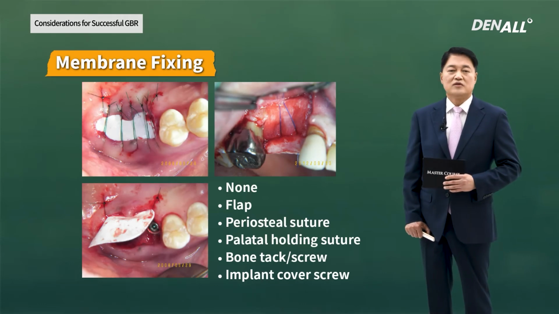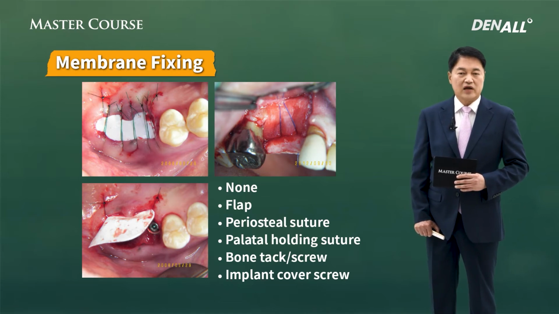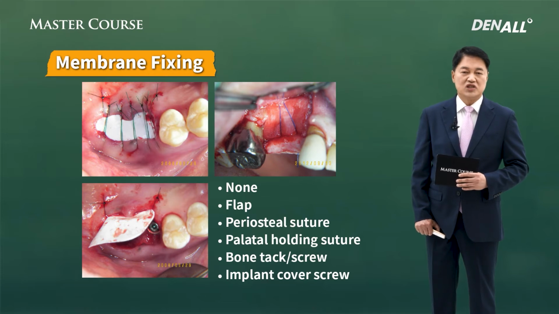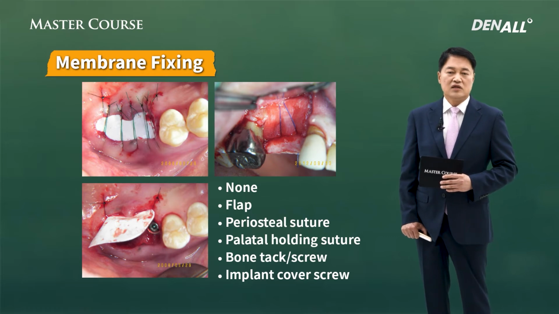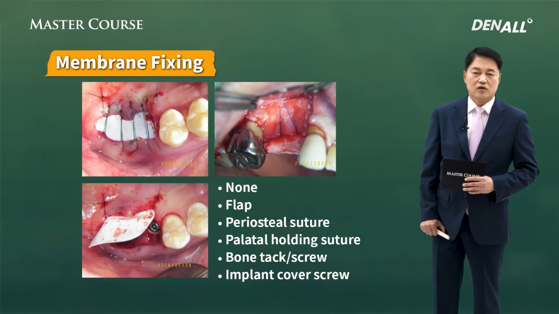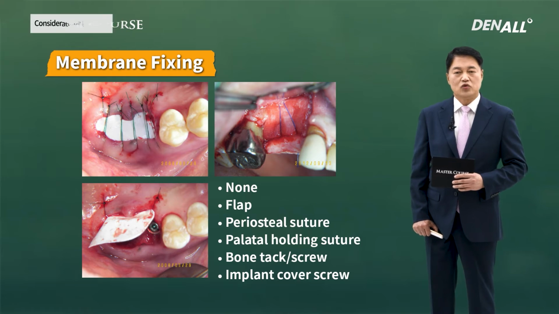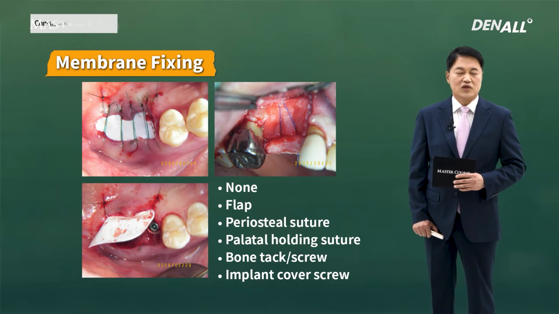Finally, wound stability. In order to make solid bone, after bone graft, apply membrane. If the membrane moves around, it becomes difficult to make a solid bone. So in order to do this, you need to fixate and stabilize the membrane. Bone tack or bone screw, I normally use periosteal suture. In other words, Dr. Boozer's suture is used to fixate the membrane.